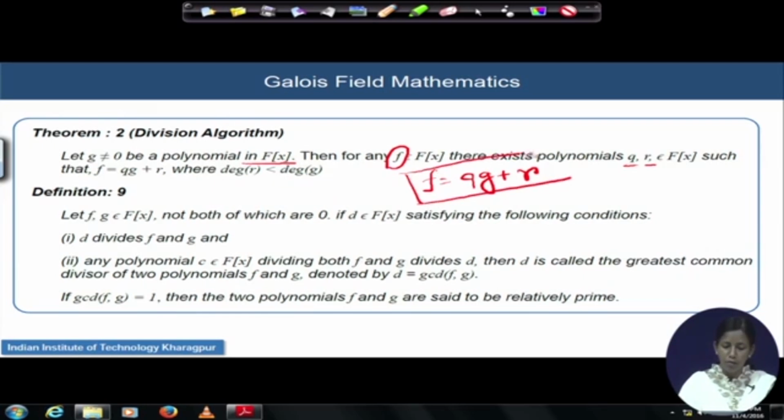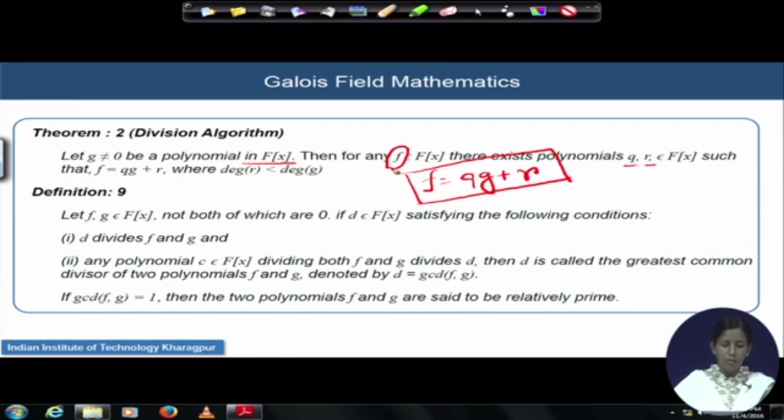Earlier we were not talking about this r; we were thinking about the relation of three polynomials. g is a divisor of f if there exists a third polynomial q, or in the earlier slide we showed it as h, all belonging to the same field. Now we are saying that there may be a fourth polynomial r such that they can be related in this way, provided the degree of r is less than the degree of g. This is the total division algorithm of polynomials over the field F.